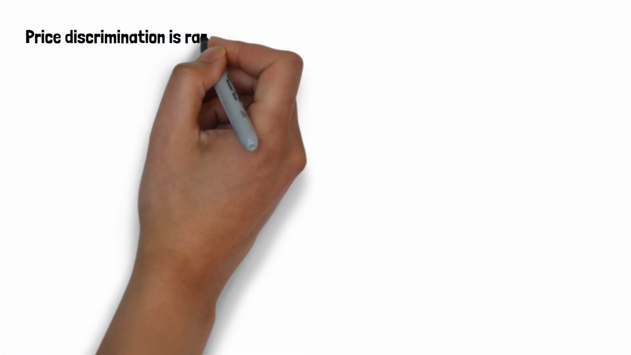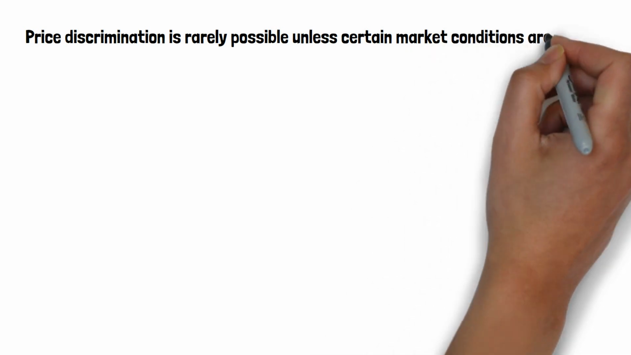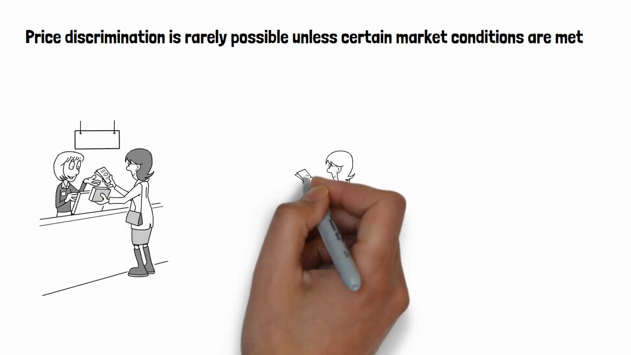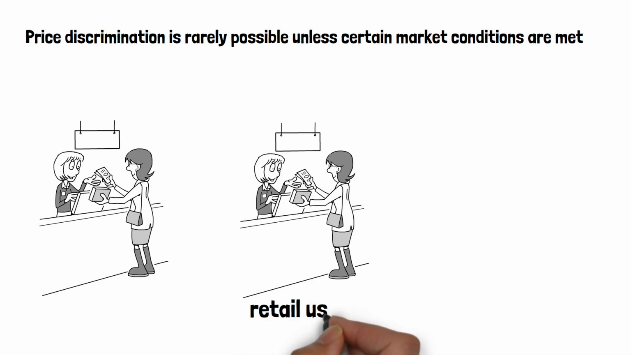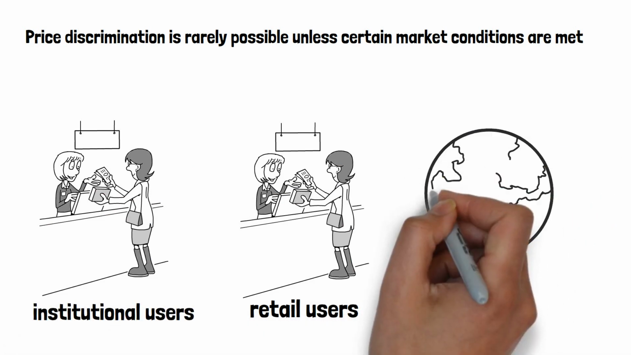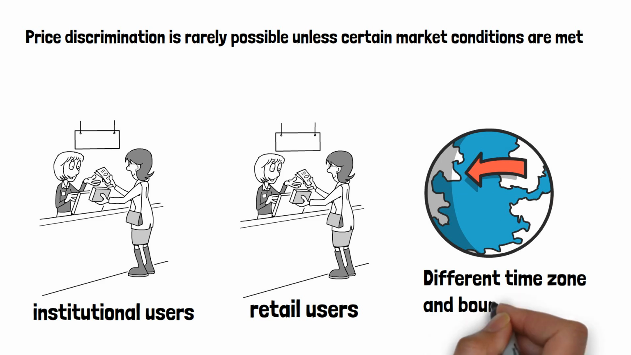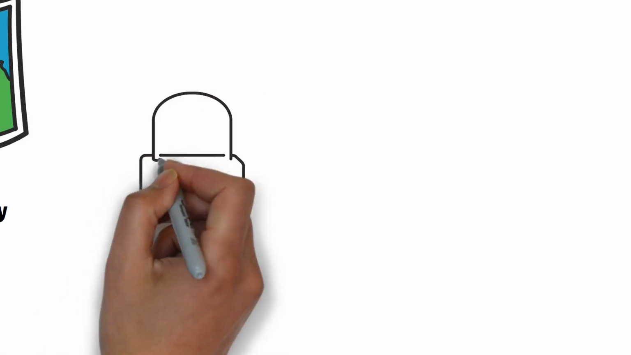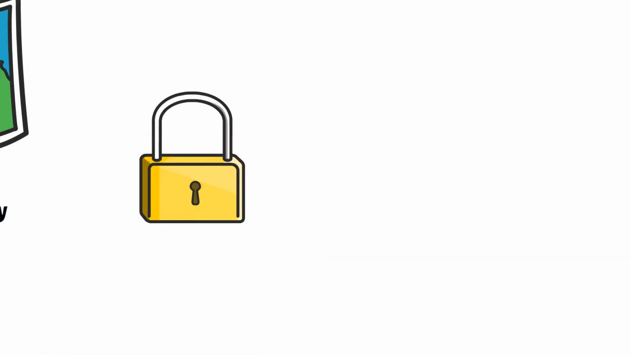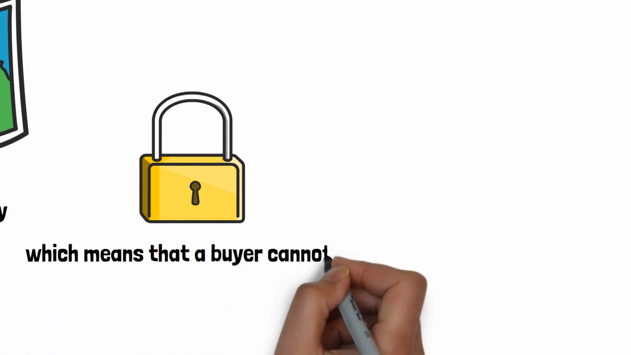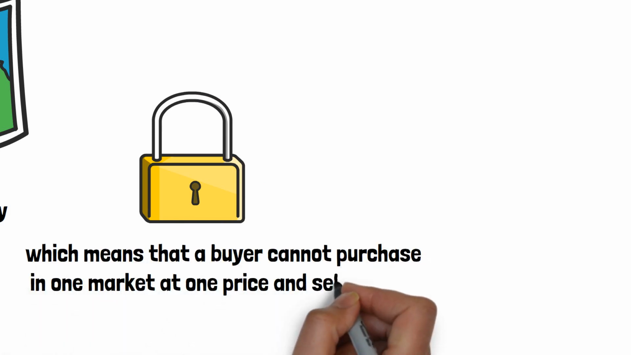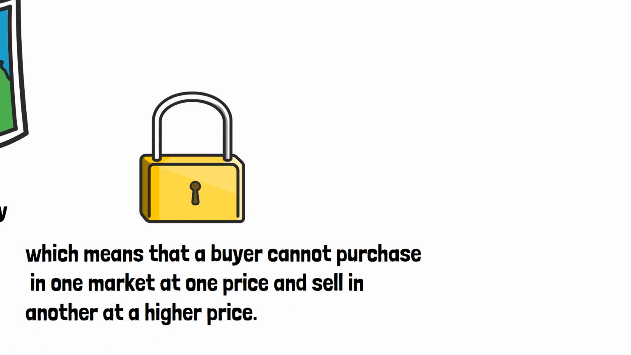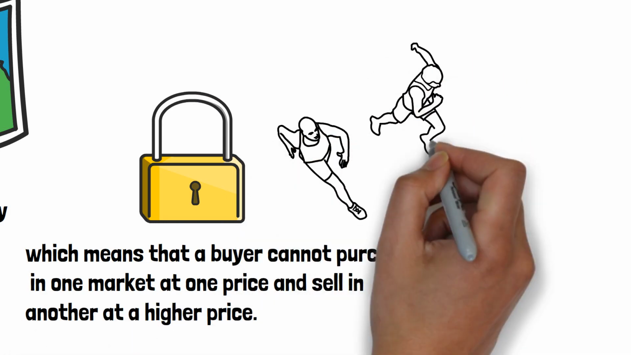Price discrimination is rarely possible unless certain market conditions are met. Different market segments, such as retail users and institutional users, must exist. Market segments must be kept separate by factors such as time, distance, or how they use the product. Different segments must be motivated by different prices. There must be no arbitrage between two markets, which means that a buyer cannot purchase in one market at one price and sell in another at a higher price. The firm must not be subject to price competition and have some monopoly power.